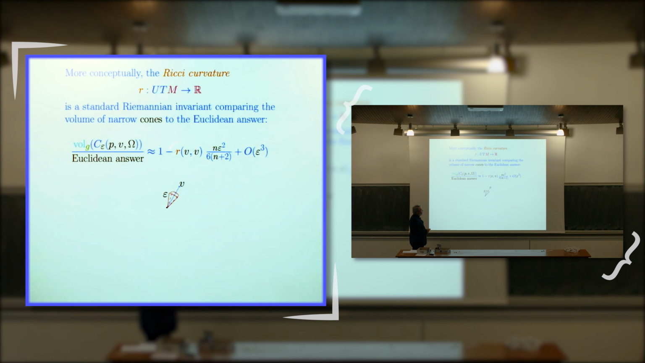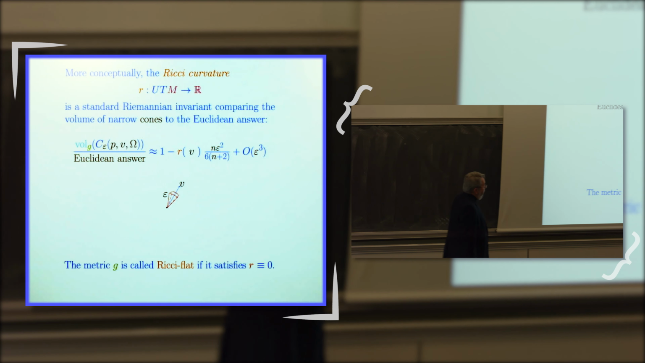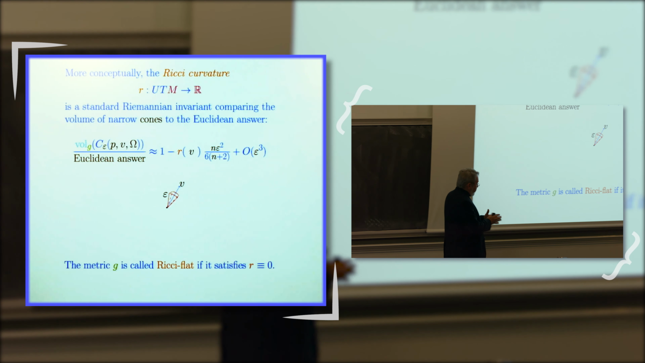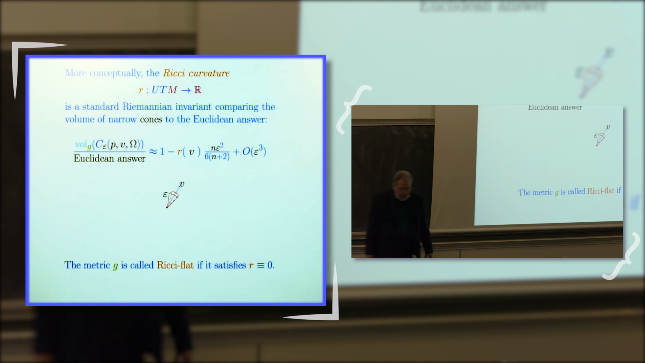And in fact, if you think about it in the right way, you should think about this as a quadratic form on the unit tangent vector. The key point is that if the Ricci curvature is positive, volumes in the manifold will be less than they would be in Euclidean space, at least nearby the base point. If the Ricci curvature is negative, then volumes will be greater.